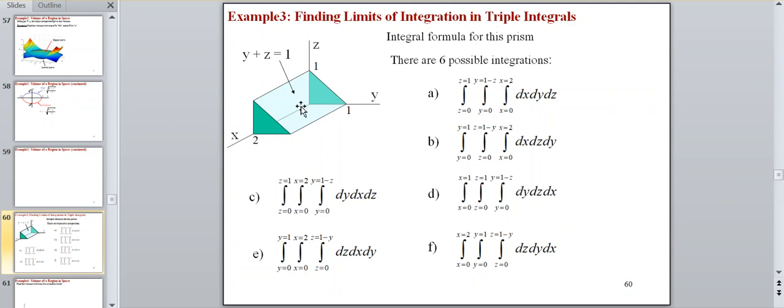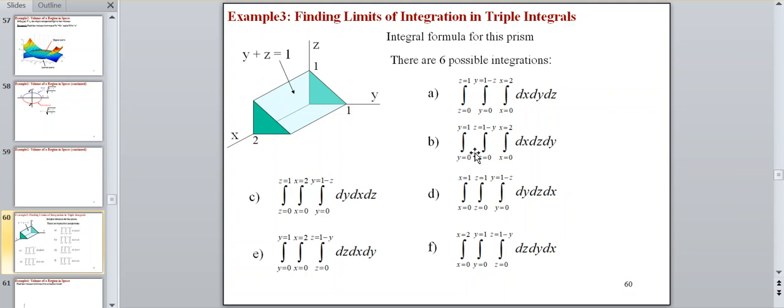I'm talking about this. For y is correct, from 0 to 1 minus z. For z is correct, yes, from 0 to 1. This must be x from 0 to 2. So this is a typo. You fix it. Now look at this.